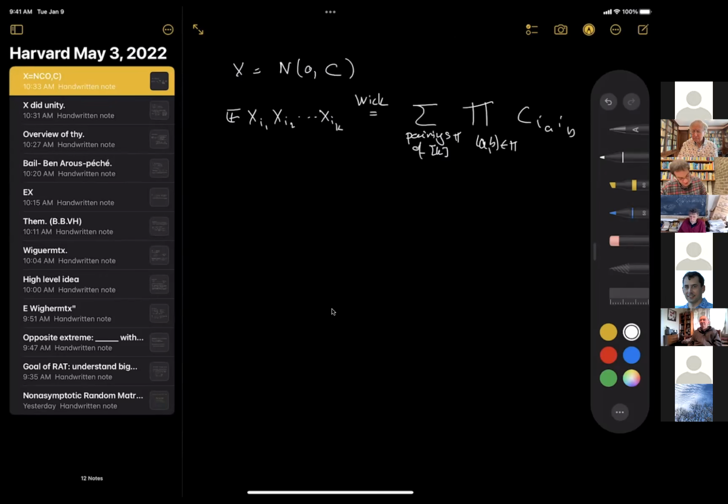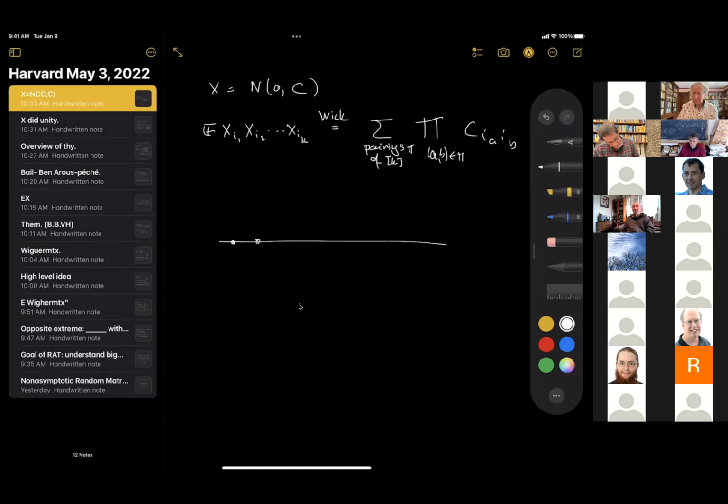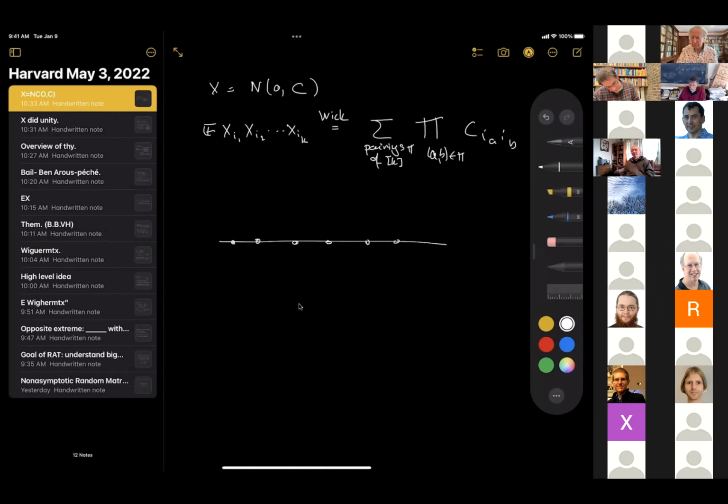So to draw this in a nice picture, I take K points. And I can draw, do I have an even number? Yeah, so I can draw, for example, a pairing. It might look like this. So that's a pairing. And associated to this pairing, I just take the product of the covariance of these two and of these two and of these two. And if I sum over all possible pairings, then I get exactly this mixed moment. This is the Wick formula for the moments of Gaussians with an arbitrary covariance matrix.